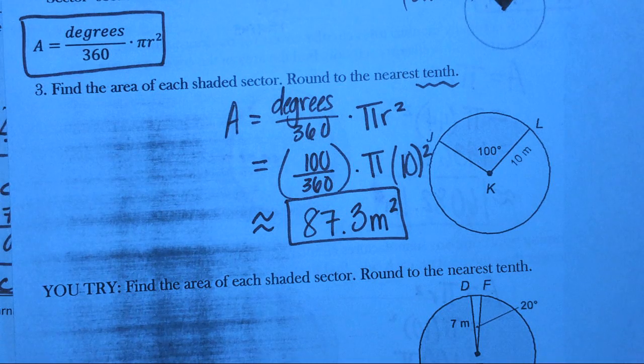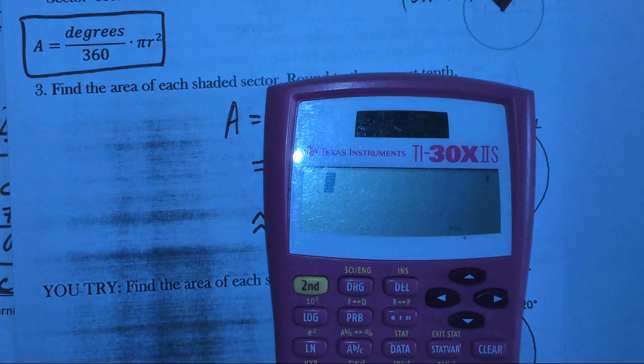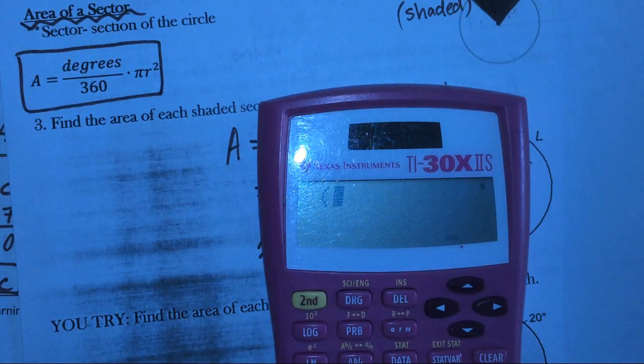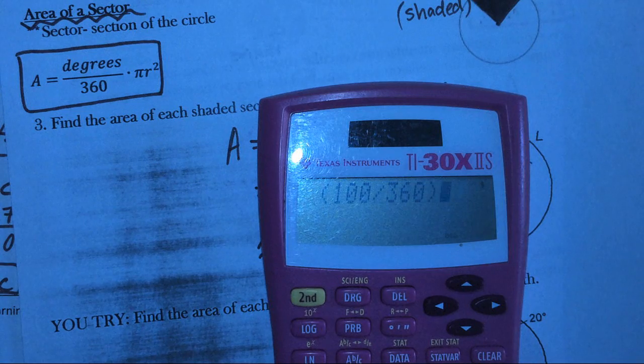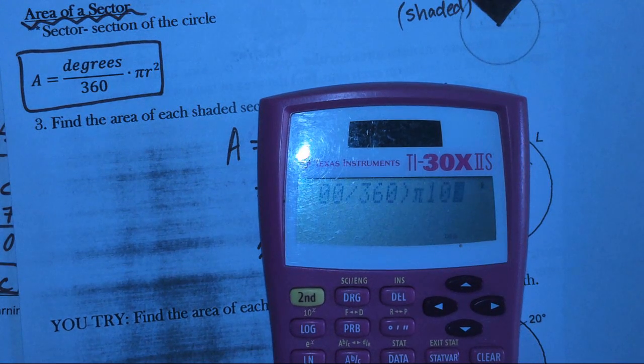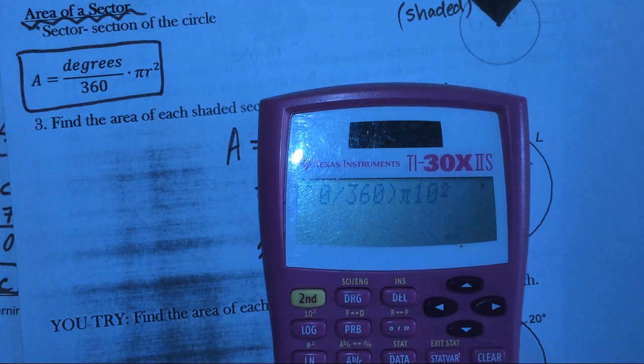Danny, bring me your calculator. I got 87.96. Thank you. I like to put things in parentheses, but you don't have to. 100 divided by 360, and then pi, and then 10 squared. You don't even have to put the times symbol. I mean, it helps in life, but you don't have to. I get 87.26, which is 87.3.